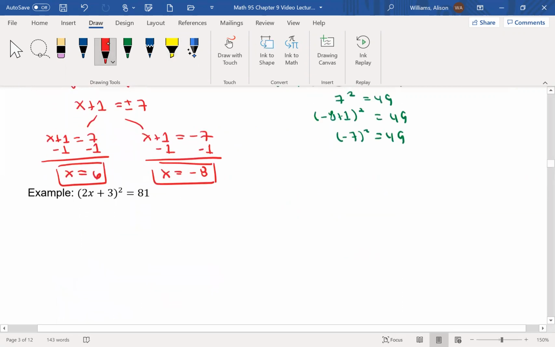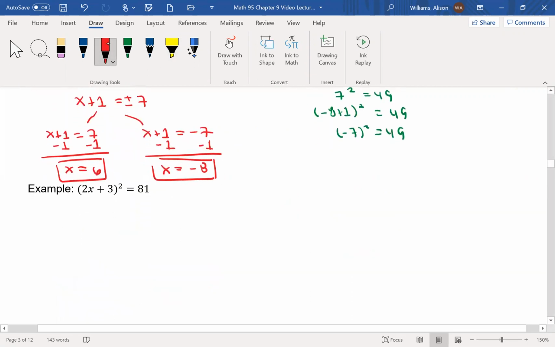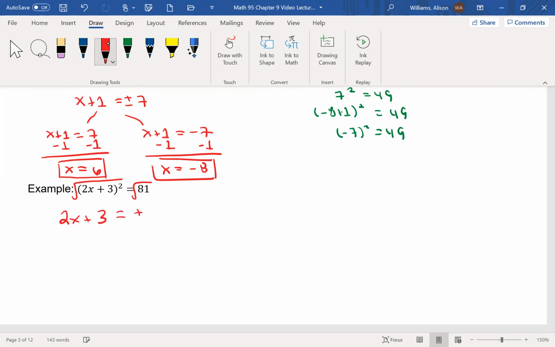Okay, let's try this next one here. I'm going to take the square root of both sides, and that's going to give me 2x plus 3 on the left and a plus or minus 9 on the right, since we're doing an even power, even root, a square root. Okay, so now I have two equations: 2x plus 3 equals positive 9, and 2x plus 3 equals negative 9.